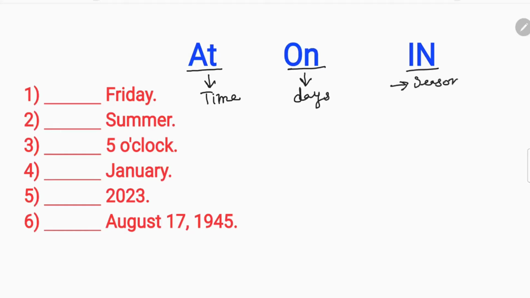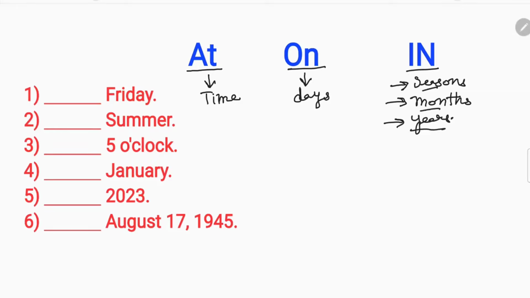seasons, months, years. Okay, we use in with seasons, months, years. Let me explain you again. We use at with time, on with days, and in with seasons, months, years.